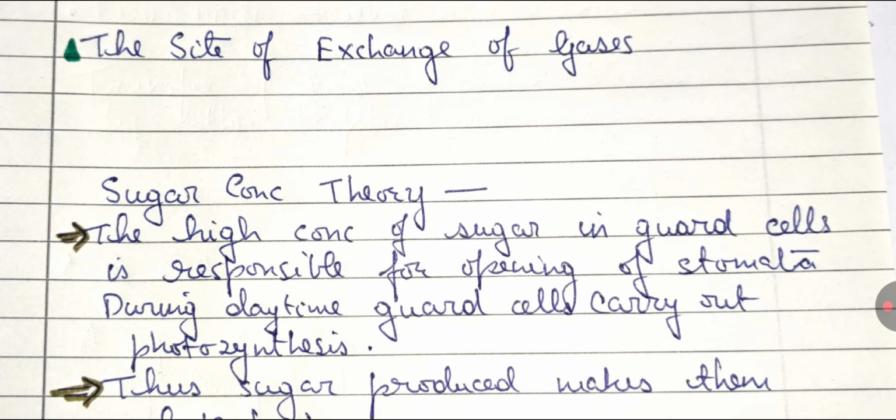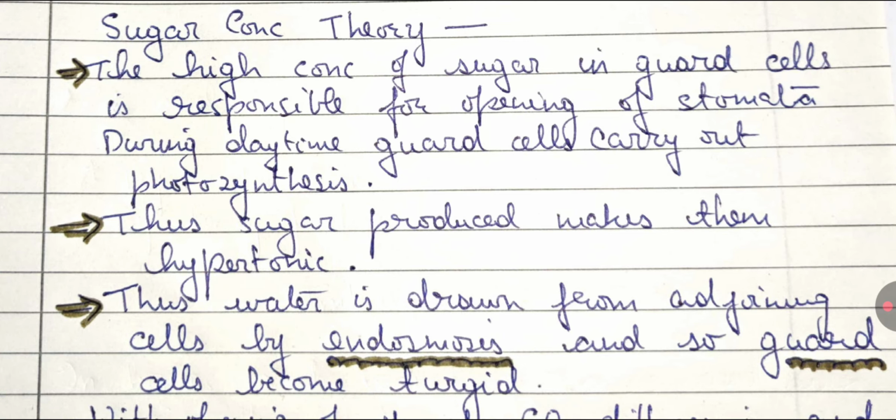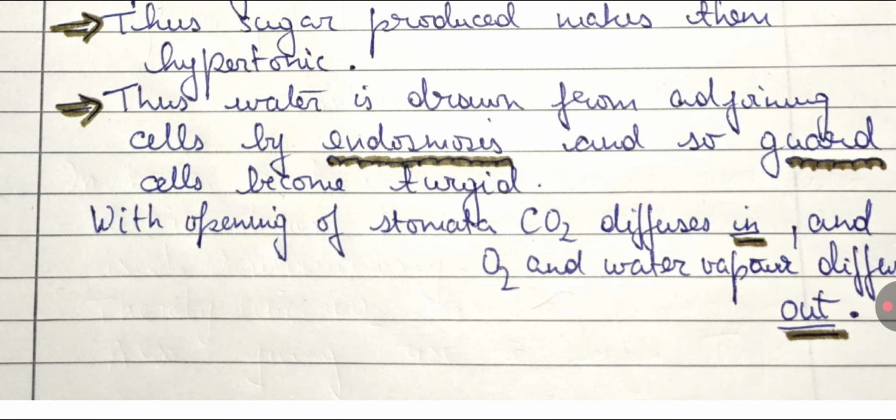Stomata is the site of exchange of gases. Now what is sugar concentration theory in photosynthesis? The high concentration of sugar in guard cells is responsible for opening of stomata. During daytime, guard cells carry out photosynthesis. Thus, sugar produced makes them hypertonic. Thus, water is drawn from adjoining cells by endosmosis and so guard cells become turgid.